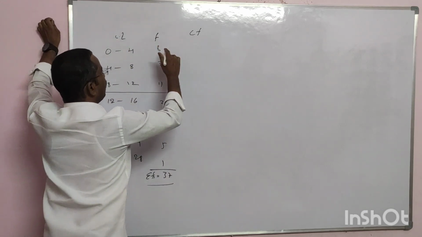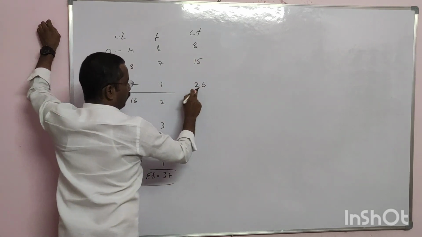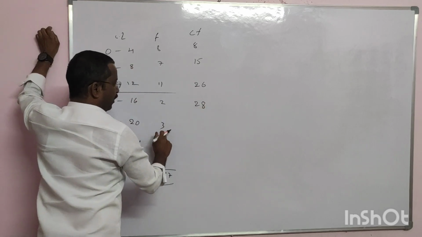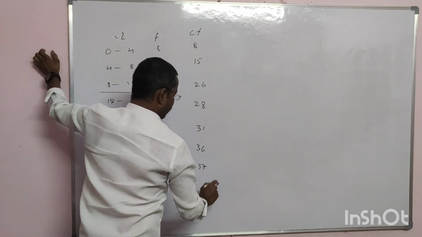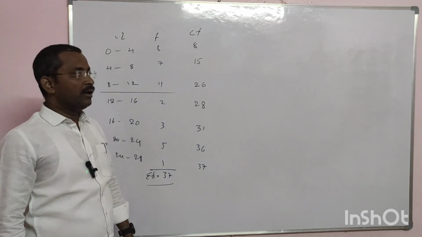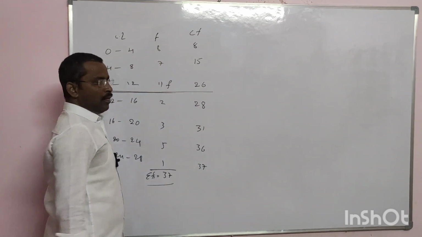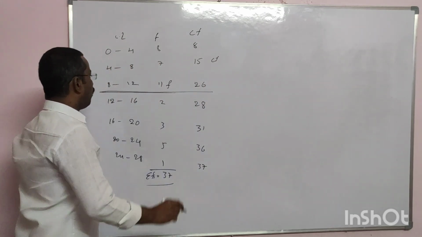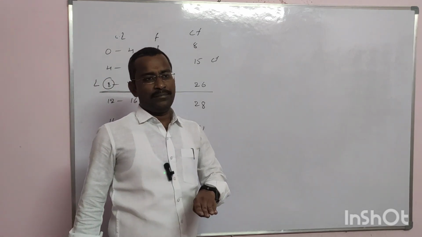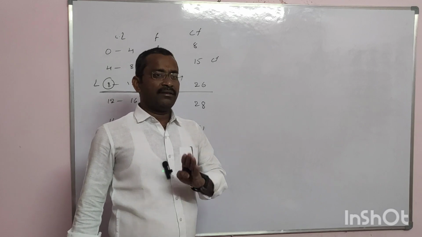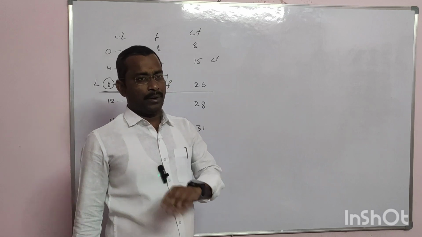Let's see, as usual, 8 plus 7, 15, 15 plus 11, 26, 26 plus 2, 28, 28 plus 3, 31, 31 plus 5, 36, 36 plus 1, 37. Right? Now again you need to select the highest frequency. This is the one. Say it as F, and say it as CF. And what is L, sir? This is your L, lower boundary. In exclusive data, there are boundaries. In inclusive data, there are limits. Exclusive data: lower boundary, upper boundary. Inclusive data: lower limit, upper limit. Remember this.